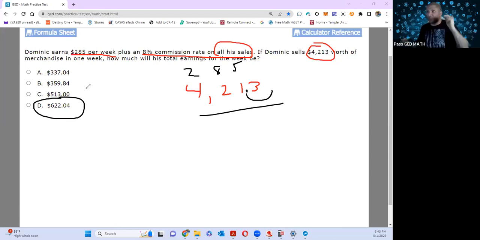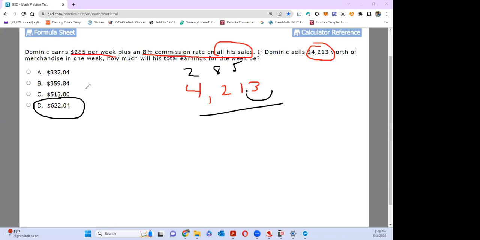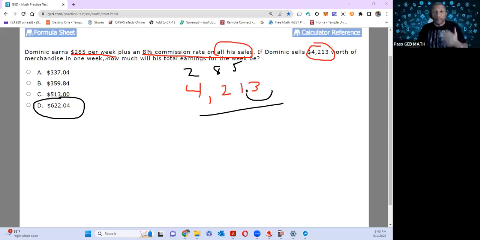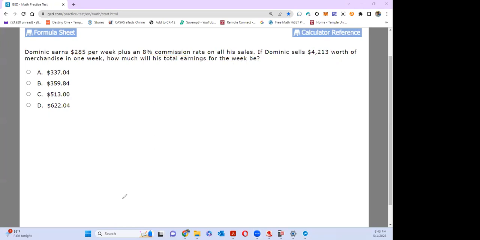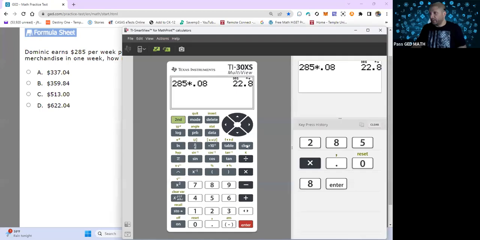So you know what? I'm gonna take 10%. I can just move that decimal in one place. 421 plus 300 is about 700. So the only number even close to 700 is the 622. Now I'm gonna show you how to do it exactly with the calculator.